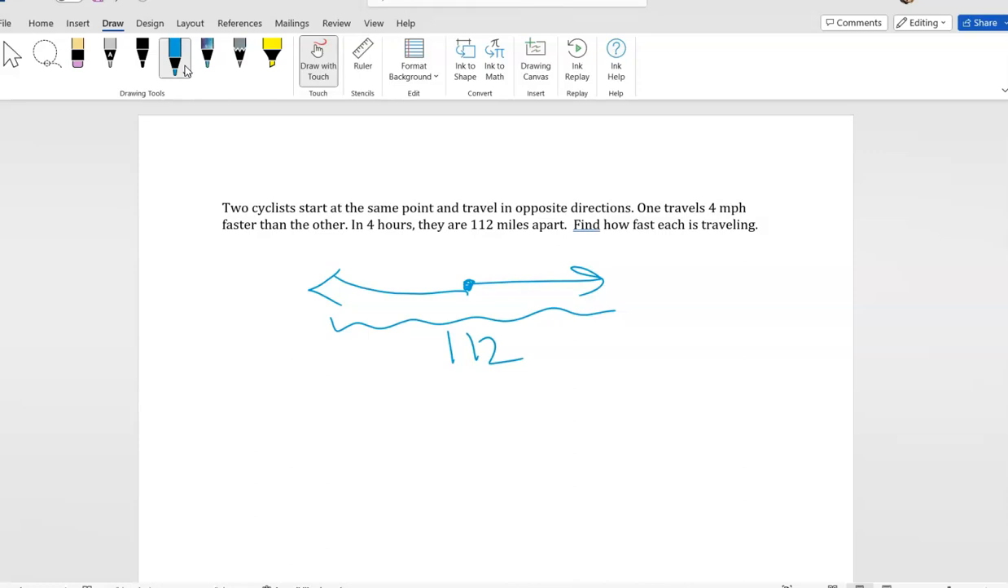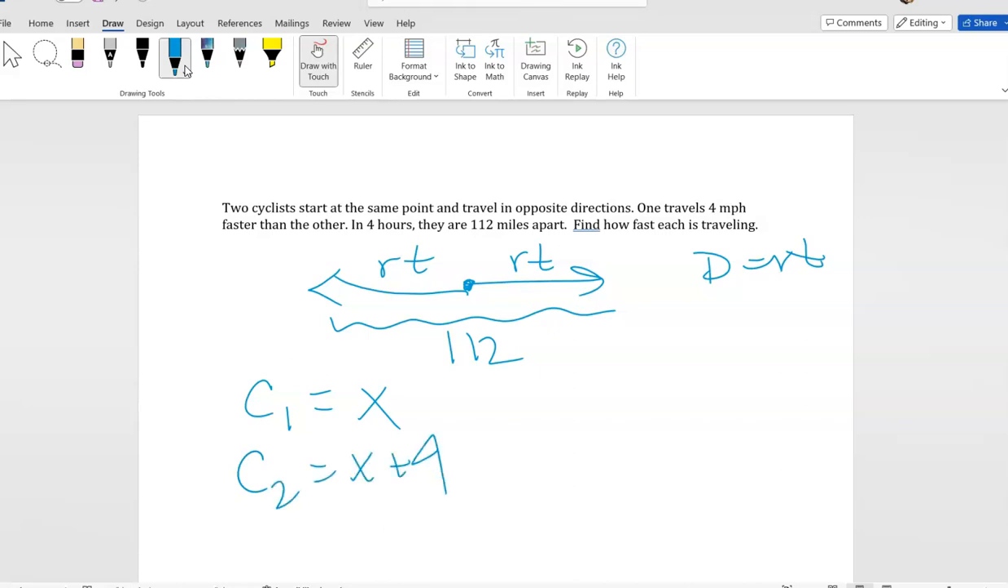Now, we want to figure out how far they're going to go. Distance equals rate times time. That means on each side, here's cyclist 1 and here's cyclist 2. That's their distances, right? So cyclist 1 here, we've got the different rates, right? So we're going to call this one rate. And then we've got another one that's going to go 4 miles an hour faster. So these are my two rates.